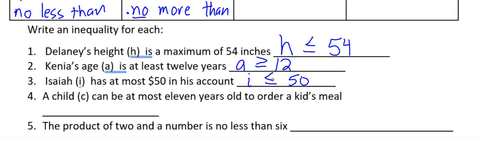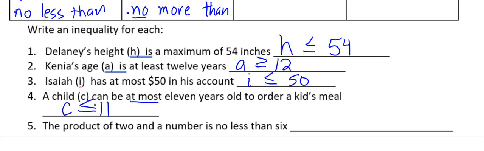Number 4, a child can be at most, we use that again, at most 11 years old to order a kid's meal. Same thing, the child can be at most, so that means he or she can be 11 and anything less than that.